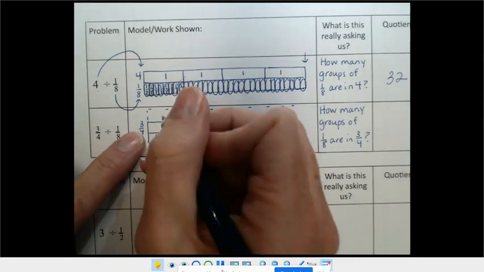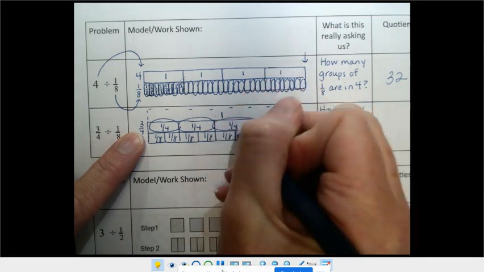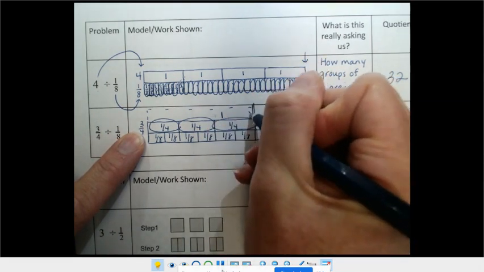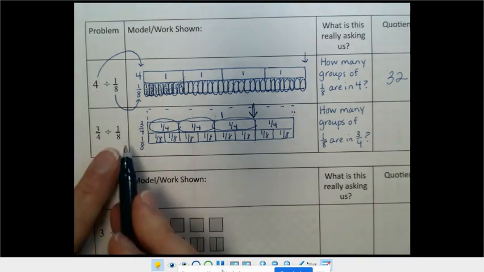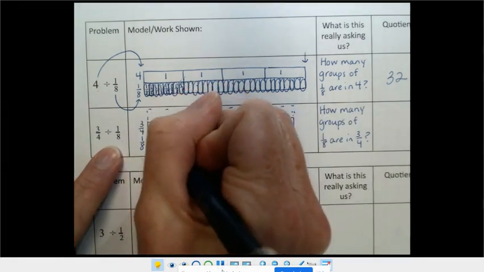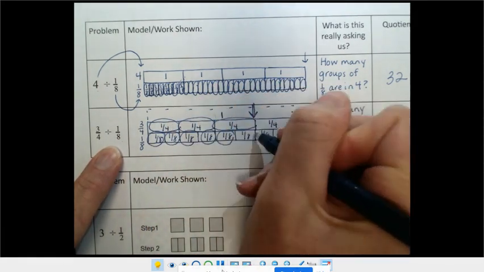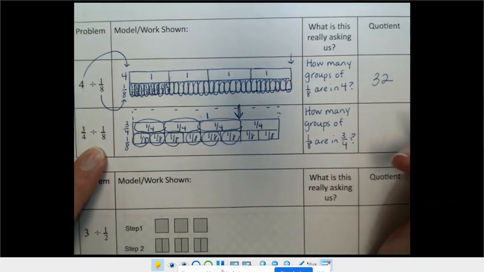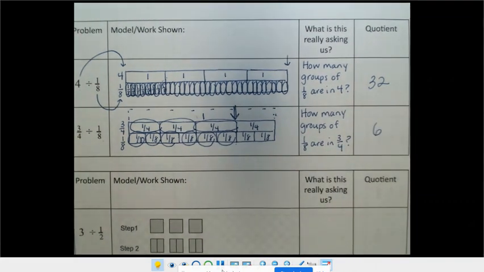So now I need 3 of these fourths. So 1, 2, 3. So I'm going to stop circling right here. It's going to be my stopping point. Now I'm going to circle groups of 1/8. So 1, 2, 3, 4, 5, and 6. So my quotient to this problem would be 6.